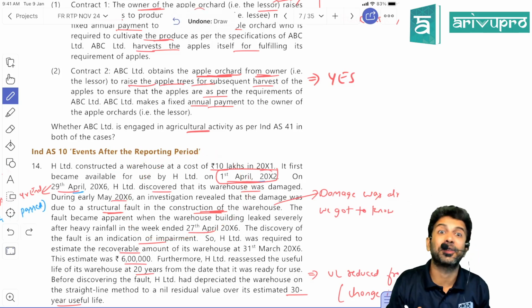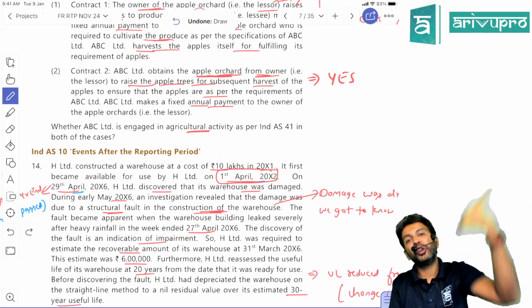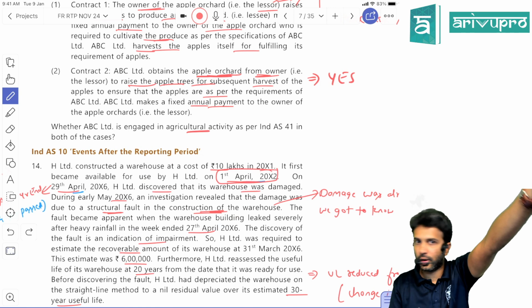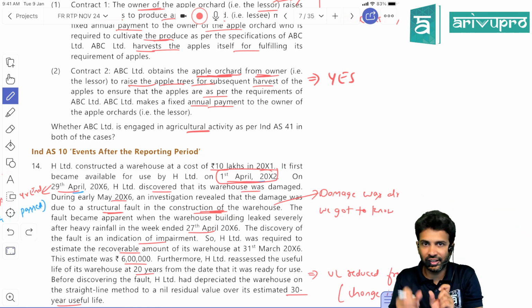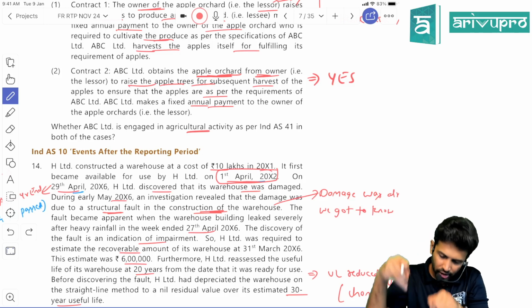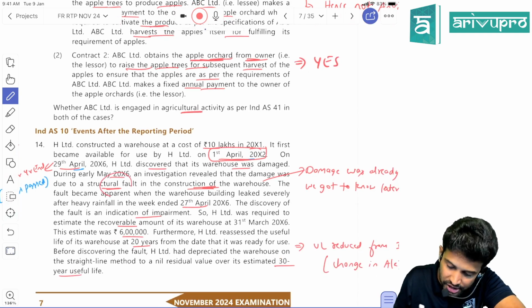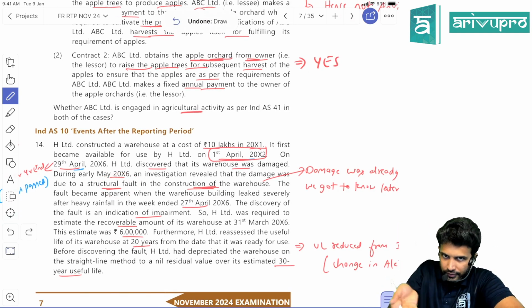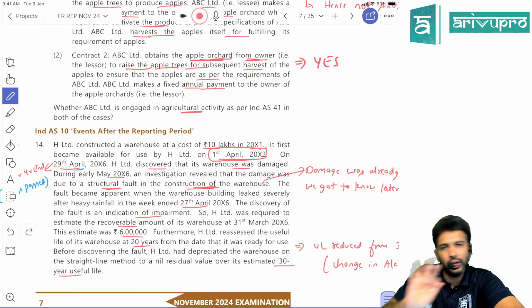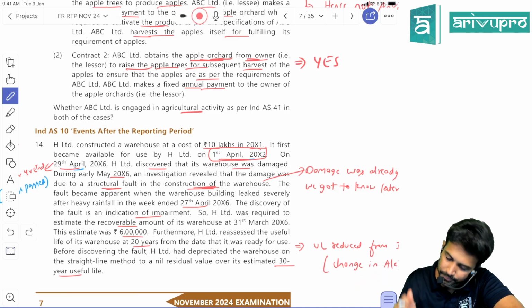So this is like an error. The error was already there, but you detected it later on. We had written that all errors and frauds are adjusting events, but they should be detected before approval of financial statements. So that is the scenario here. This is an adjusting event because it's a structural fault and not due to fire or flood. If the question was due to fire, flood, or earthquake, then it would be a non-adjusting event.